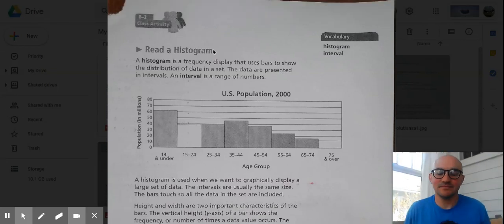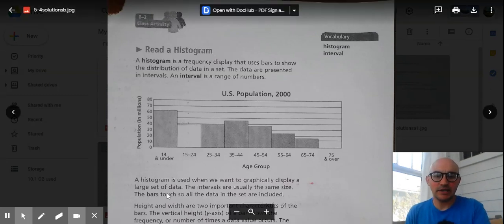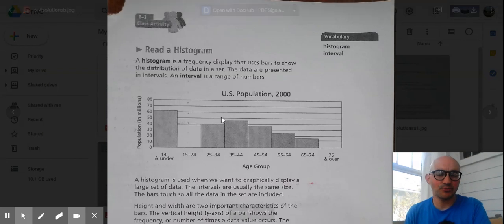They'll explain it. So here, this page that we're working on today says 8-2 class activity, and it's all about reading a histogram. This page gives us some data. What we're looking at here is a histogram. You might be more familiar with thinking about it as a bar chart, and if you want to think about it as a bar chart, that works for me.